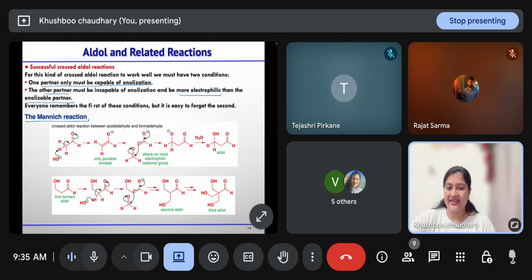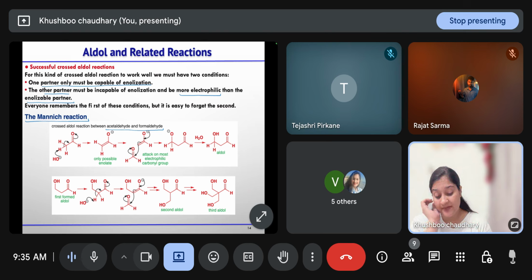Before studying the Mannich reaction, let us consider one more example where a cross aldol reaction will take place between acetaldehyde and formaldehyde. Among these, only acetaldehyde is enolizable, and formaldehyde is more reactive than acetaldehyde, because in formaldehyde two hydrogens are connected to the carbon, while in acetaldehyde the CH3 provides electron density to the carbonyl carbon, making it less electrophilic.